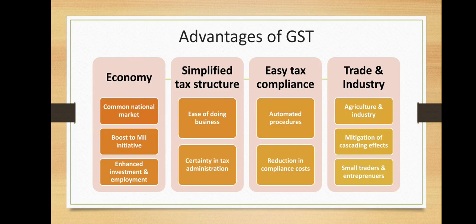Second, mitigation of ill effects of cascading. By subsuming most of the central and state taxes into a single tax and by allowing a set off of prior stage taxes for the transactions across the entire value chain, it helps in mitigating the ill effects of cascading, improving competitiveness, and improving liquidity of the business.